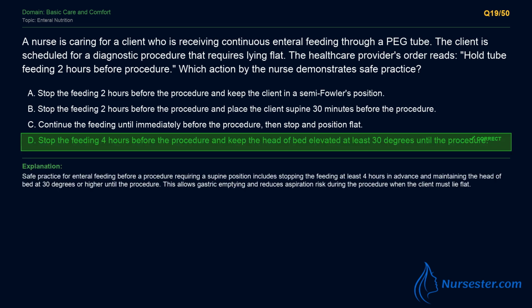The correct answer is D. Safe practice for enteral feeding before a procedure requiring a supine position includes stopping the feeding at least 4 hours in advance and maintaining the head of bed at 30 degrees or higher until the procedure. This allows gastric emptying and reduces aspiration risk during the procedure when the client must lie flat.